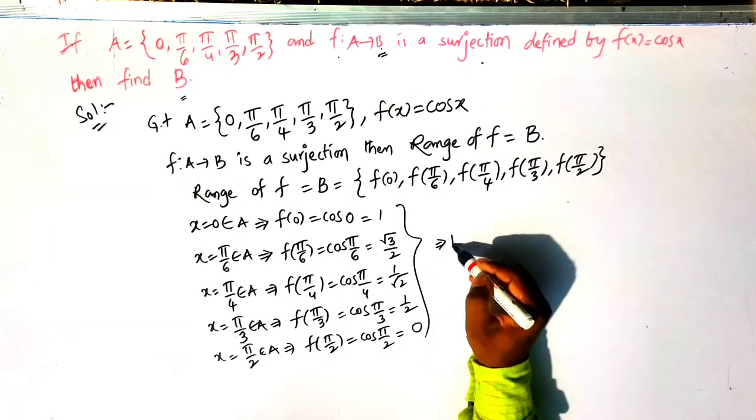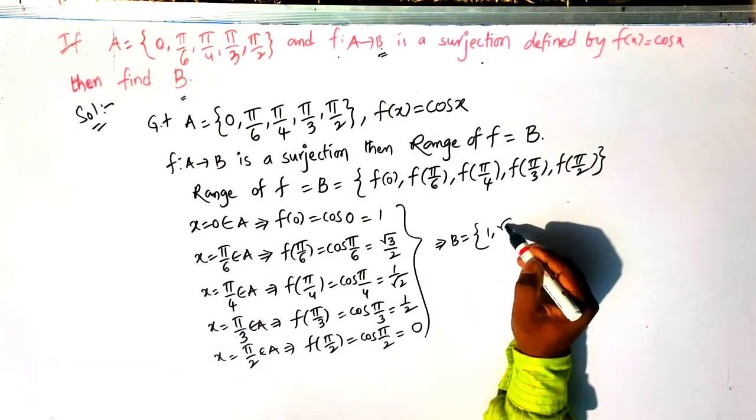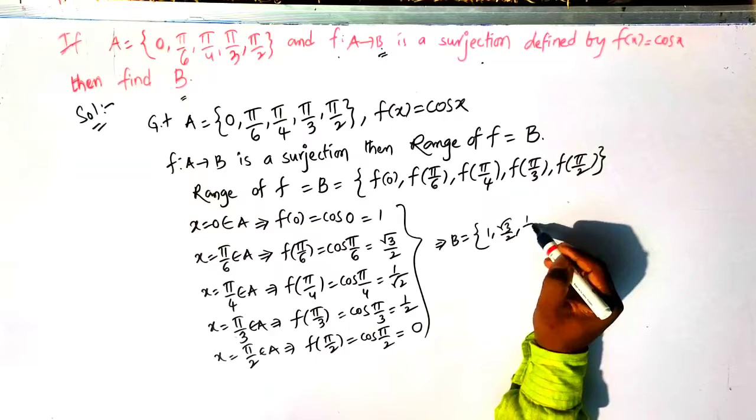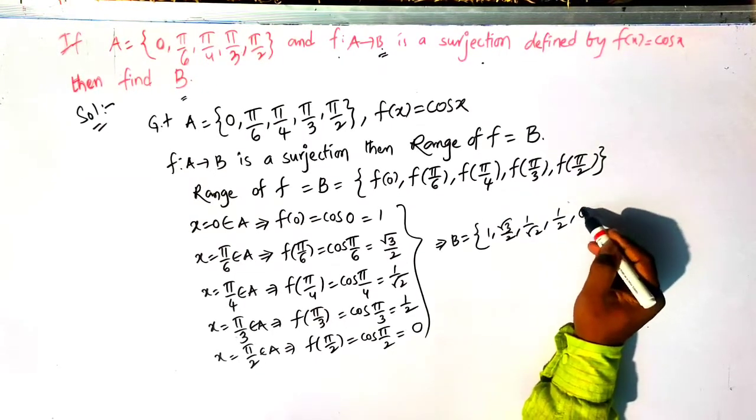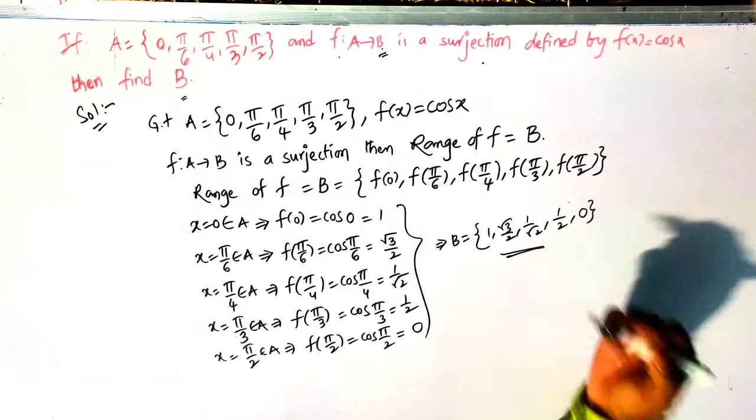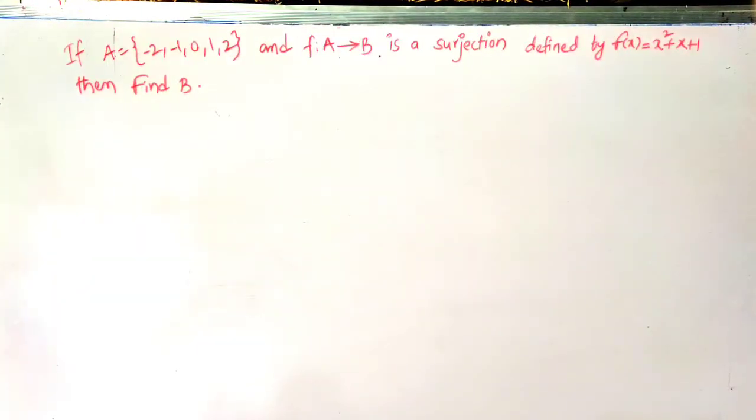That's why we write here B equals f of 0 which is 1, f of pi by 6 which is root 3 by 2, f of pi by 4 which is 1 by root 2, f of pi by 3 which is 1 by 2, f of pi by 2 which is 0. So this is nothing but B. Okay. Right. Next question. If A equals the set of -2, -1, 0, 1, 2 and f from A to B is a surjection defined by f of x equals x square plus x plus 1, then find B.